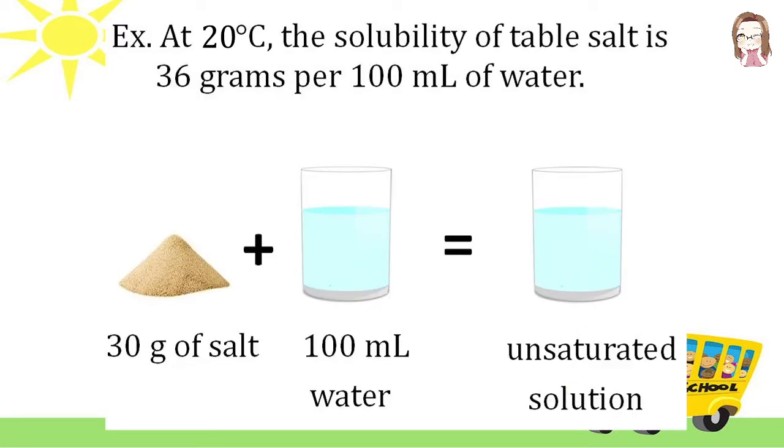Here is our condition. At 20 degrees Celsius, the solubility of table salt is 36 grams per 100 milliliters of water. So in this example, we are using table salt or asin as our solute. We all know naman, di ba, that our table salt and table sugar, okay, dissolve readily in water. Mabilis silang ma-dissolve sa water, right? These compounds are described as being very soluble.